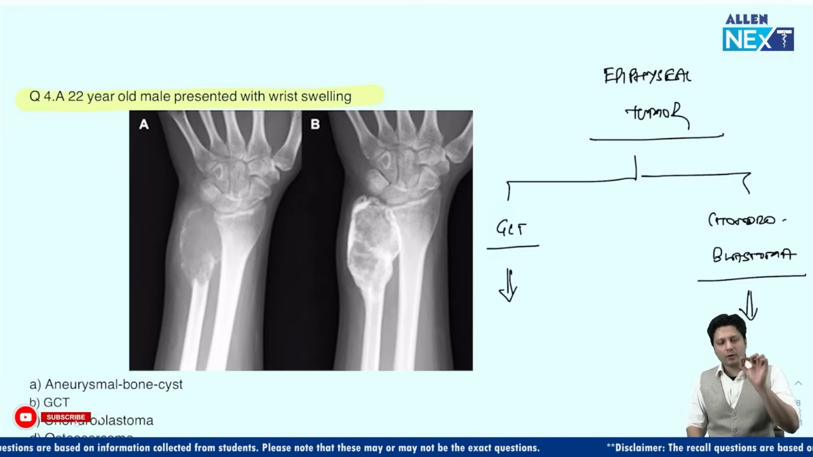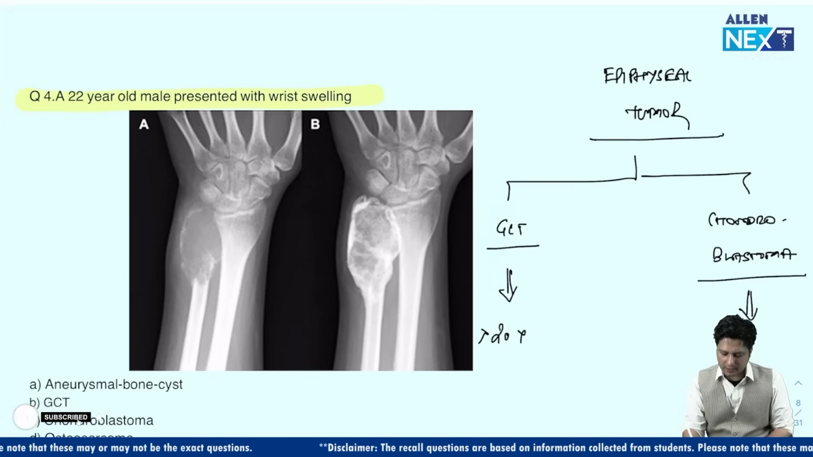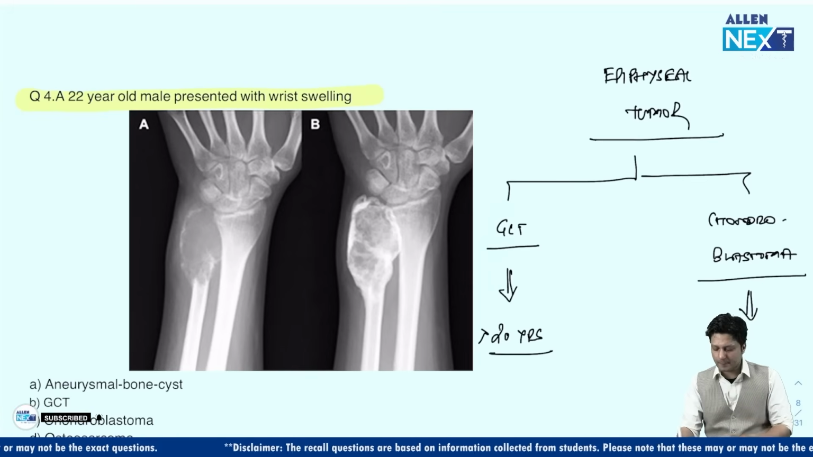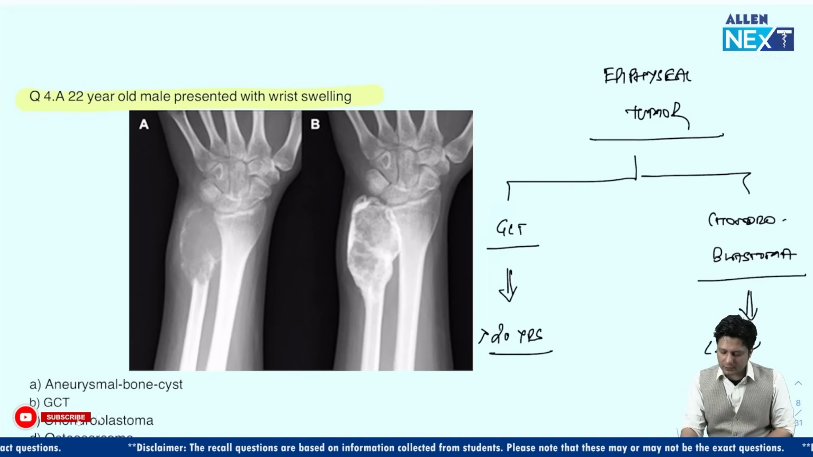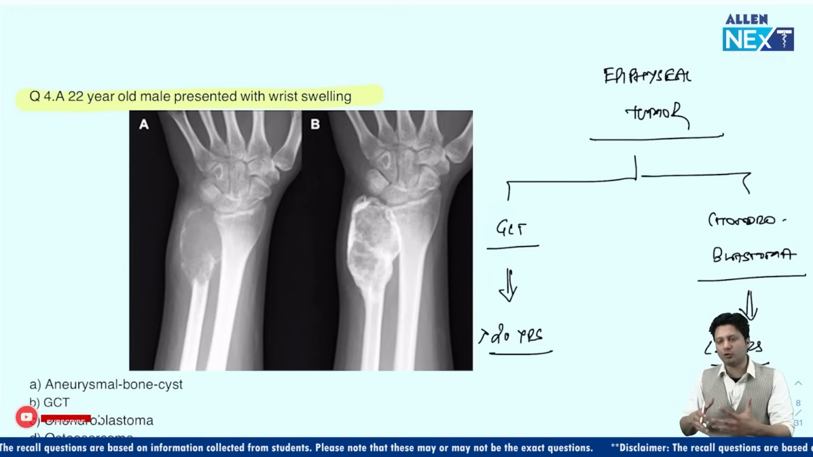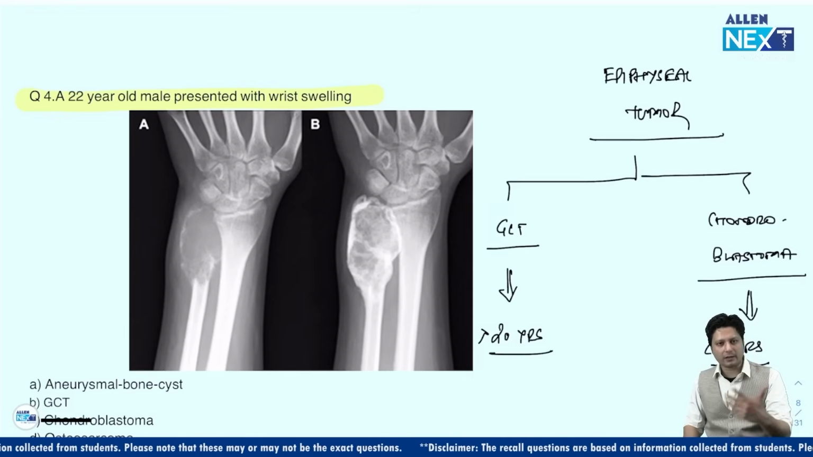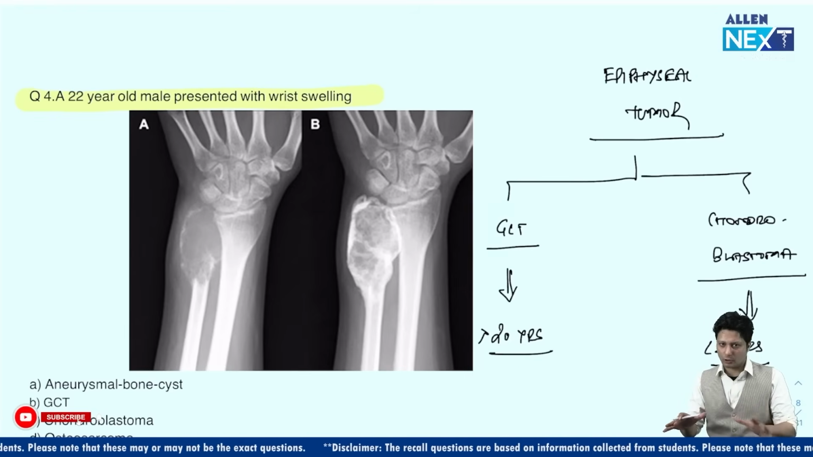But in order to make the diagnosis, what you have to look for is the growth plate, because if the age is more than 20 years, then probably it is GCT. While if the age is less than 20 years, where the growth plates are still visible, not fused yet, or there is no obliteration of the growth plate, in that scenario the answer for that question goes in favor of chondroblastoma.